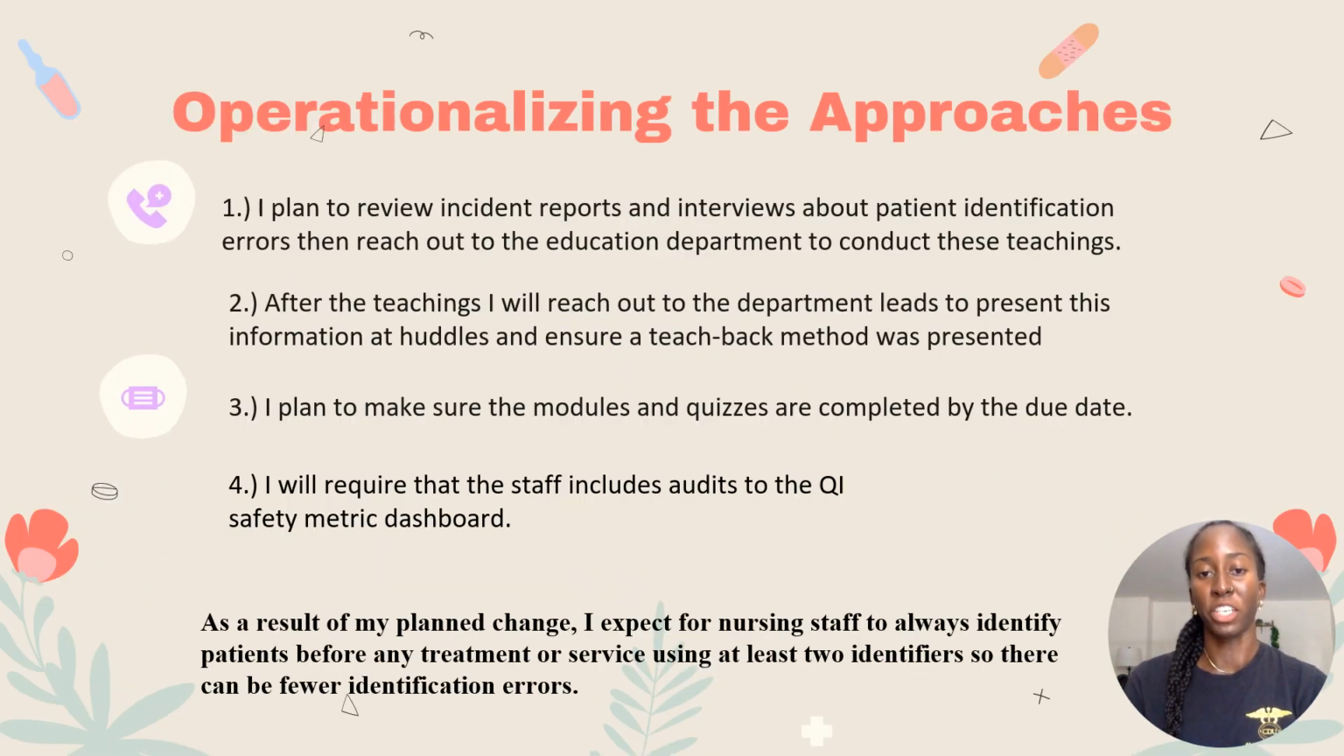So in order to operationalize these approaches, first I plan to, with my nurse manager of course, review incident reports and interviews about patient identification errors, then reach out to the education department to conduct these teachings. After the teachings, I will reach out to the department leads to present this information at huddles and ensure a teach-back method was presented. After that, I plan to make sure the modules and quizzes are completed by the due date. And then lastly, I will require the staff to include audits to their QI safety metric dashboard. And once again, of course, all of these being with my nurse manager.